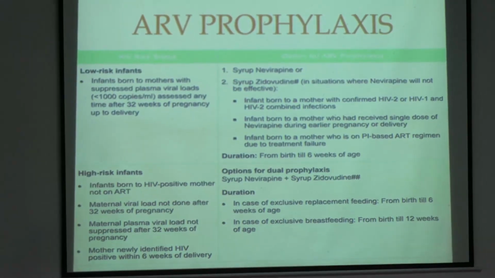So for a low risk infant, what are we going to do? The treatment option we have is syrup nevirapine. How much are we going to give, and till how long, is separate. But we need to know that the option is syrup nevirapine. So focus on the slide. You will understand it better.